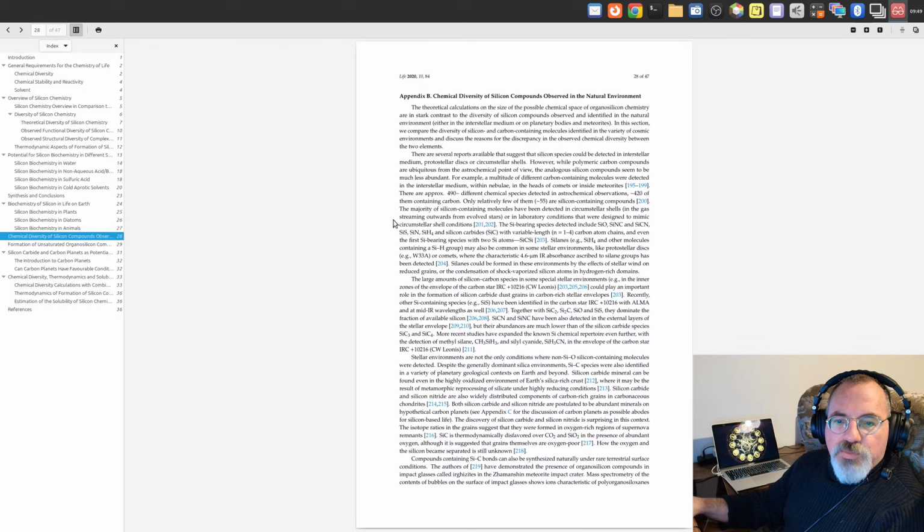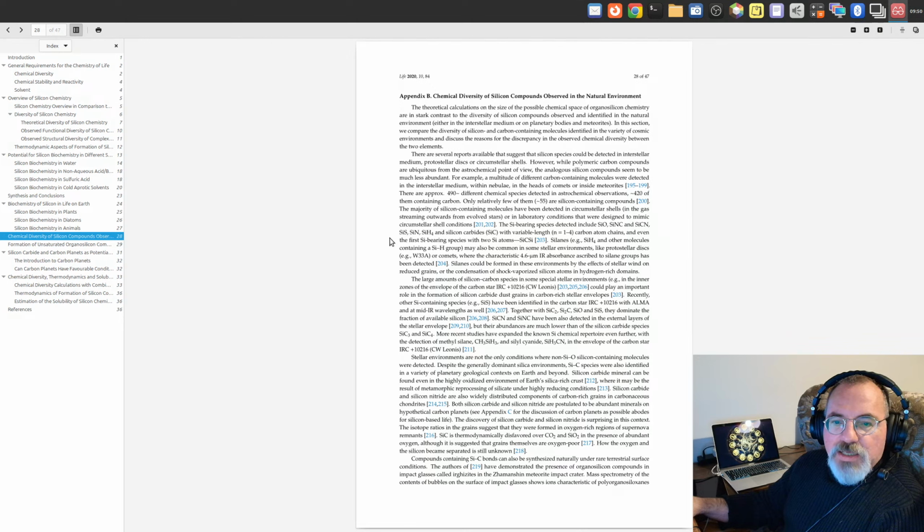The silicon-bearing species detected include silicon oxide, SiNC, silicon, nitrogen, carbon, and SiCN, SiS, which I think is a silicon sulfide, SiN, which is a silicon nitride, SiH4, which is silane, and silicon carbides, SiC, with variable length, that is 1 to 4, carbon atom chains, and even the first silicon-bearing species with 2 Si atoms, Si2C.